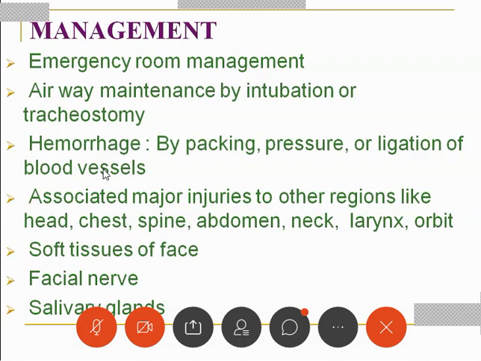I worked as a casualty medical officer for 3 years. That is why I keep insisting to all my junior doctors and students: for any patient who comes with an injury, first examine as a basic doctor. That is very, very important.